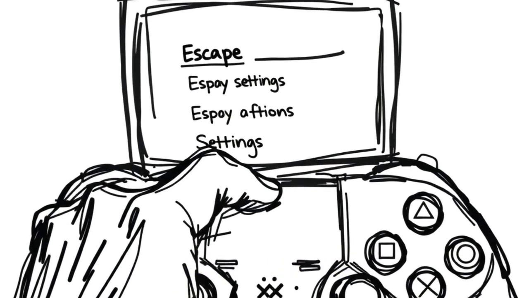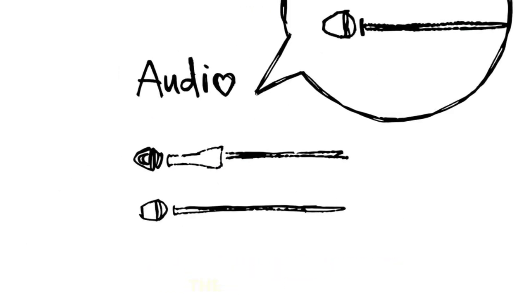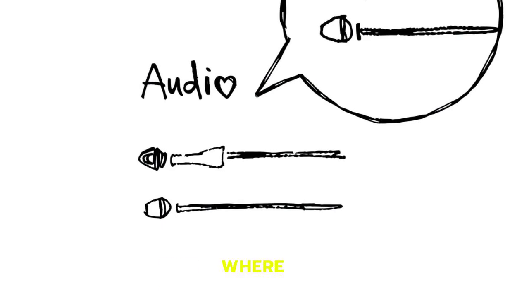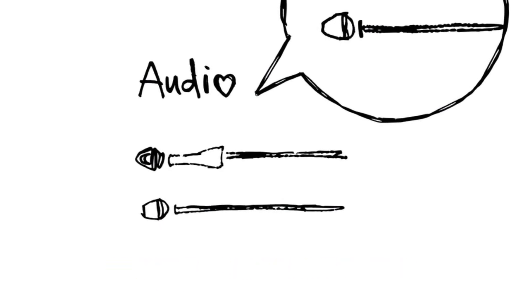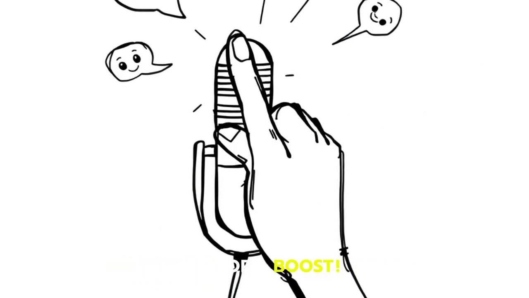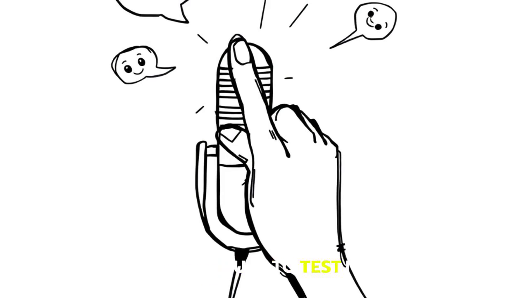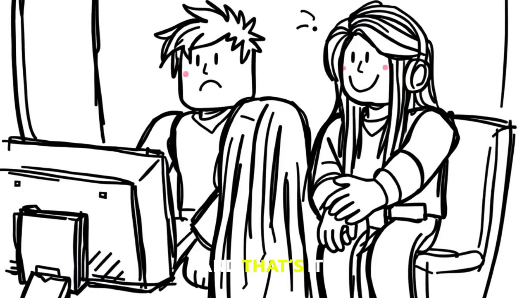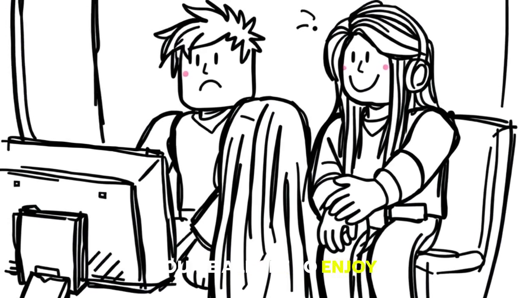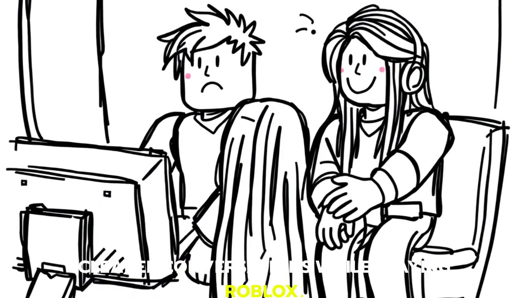Navigate to Settings. In the Settings menu, locate the Audio tab. This is where you can adjust your voice chat volume. Slide the voice chat volume up for a boost. Make sure to test it out with your friends. And that's it. You're all set to enjoy clearer conversations while playing Roblox.